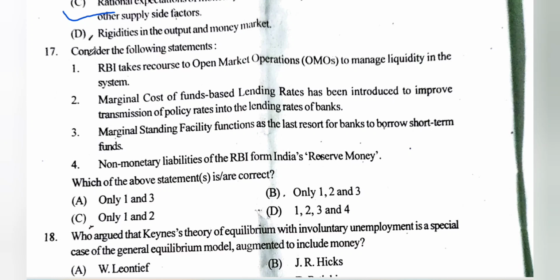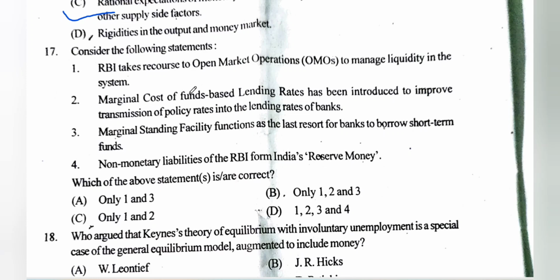Question number 17. Here it is given, consider the following statements which are correct or incorrect. Option A, RBI takes resources to open market operation to manage liquidity in the system. It is correct because to manage liquidity in the market, RBI uses open market operation where securities are bought and sold in the open market through RBI.